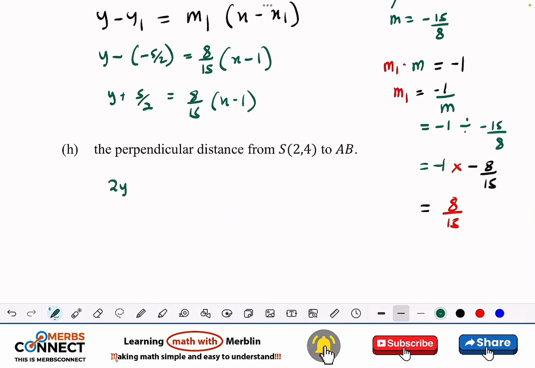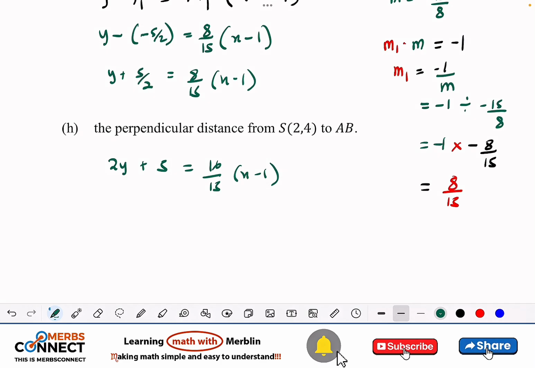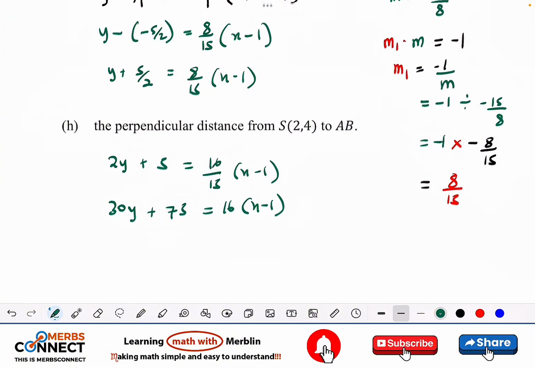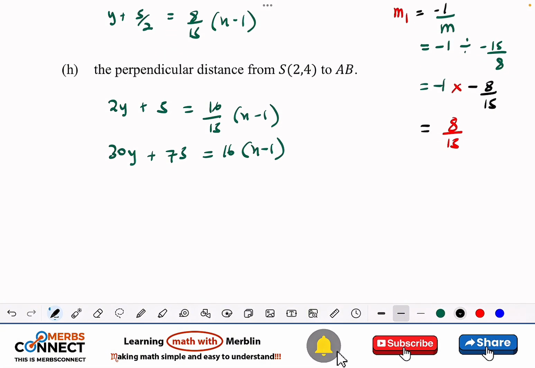So I'm going to have 2y plus 5 because the 2 cancels, and I'm going to have 16 over 15 times x minus 1. Then I'll multiply through again by 15. So I'm going to have 30y plus 15 times 5, which should be 75, equal to 16 times x minus 1. Let's continue simplifying, and we are going to have 30y plus 75 equal to 16x minus 16.